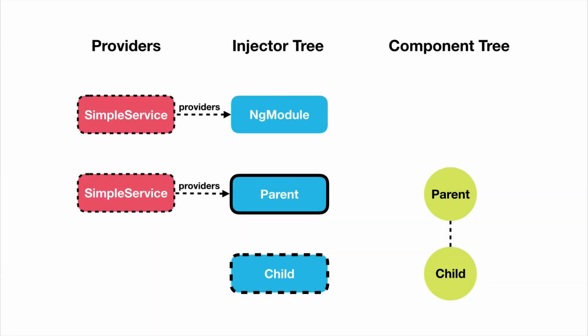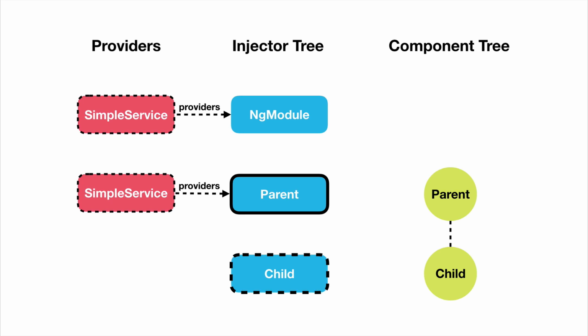So if we look at our injector tree and the providers, we can see that we've configured the NgModule injector with the simple service. But in addition, we've also configured the injector associated with the parent component with the simple service as well. So now each instance of parent component has its own injector. Different instances of parent components will have their own injector, and each of those injectors will have its own simple service configured on it.